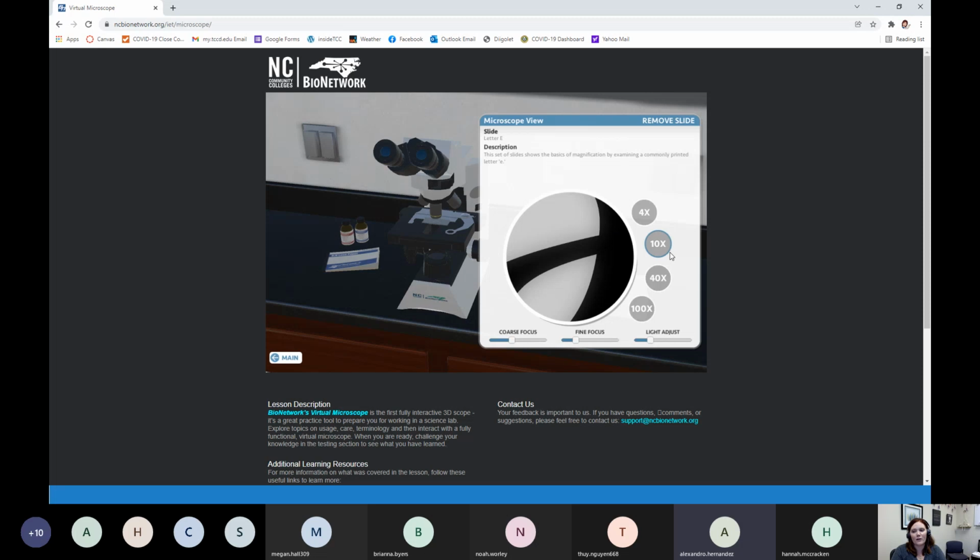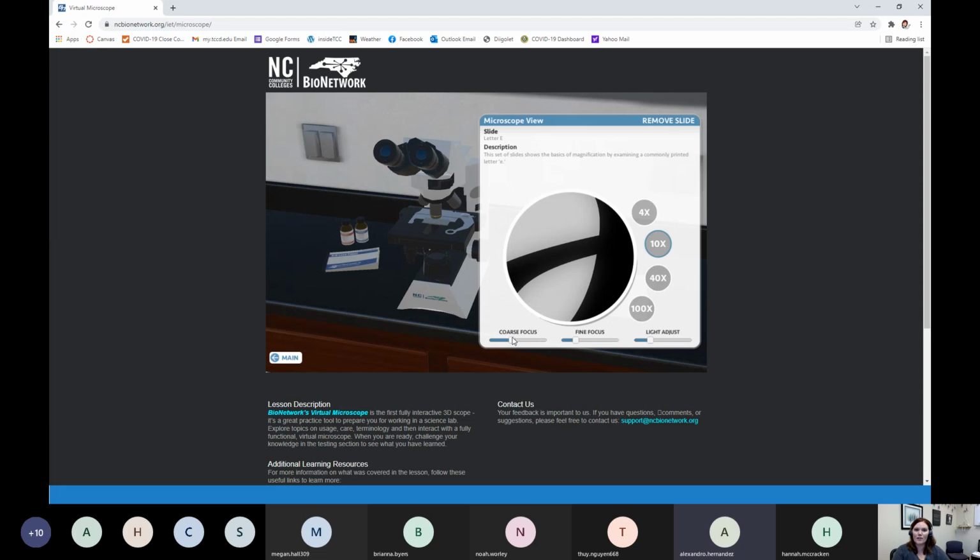Now that I have my low power objective in place, now that yellow is in place, I can or cannot keep using the coarse adjustment knob. I've got that low power objective in place now. Can I keep using this one? Exactly. I cannot, because if I do, it's going to mess things up royally.